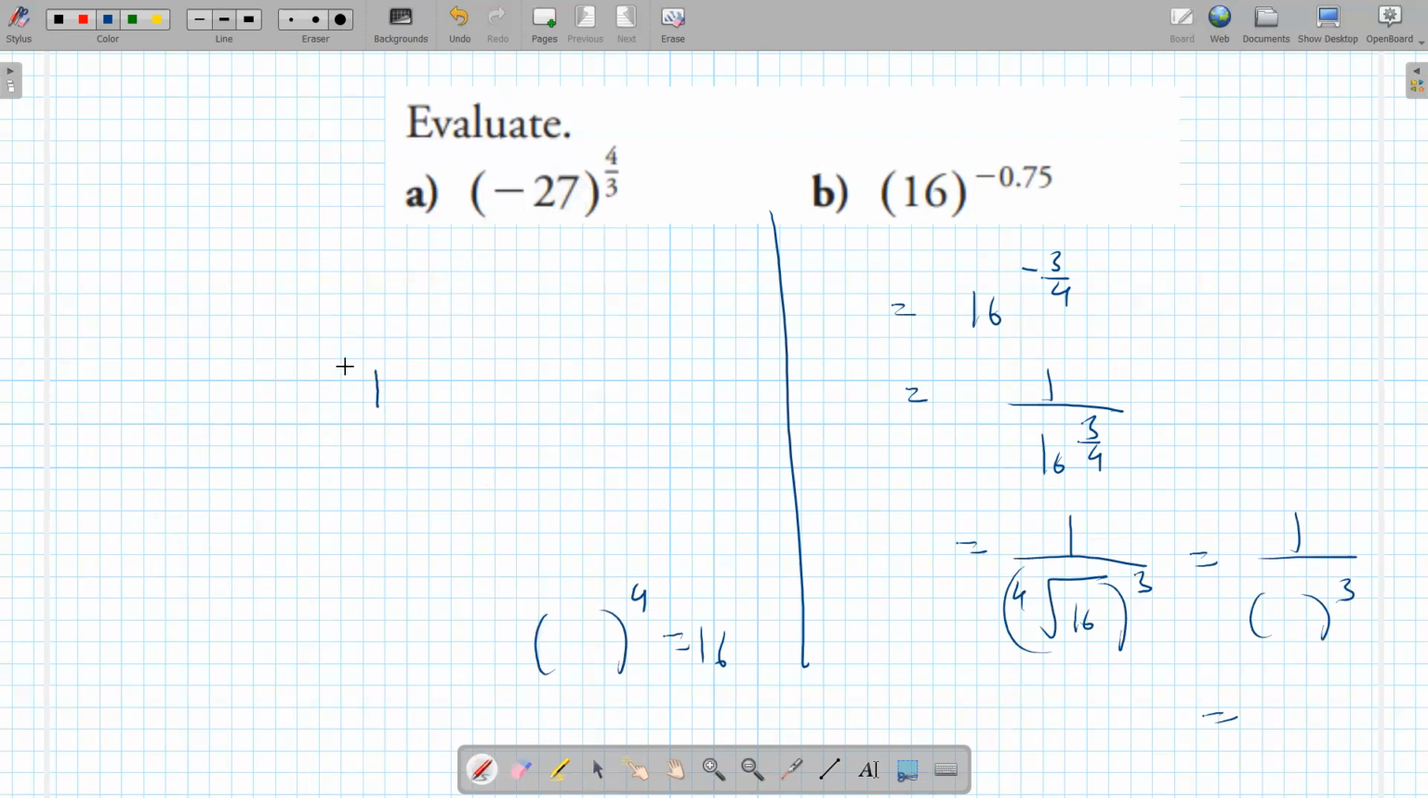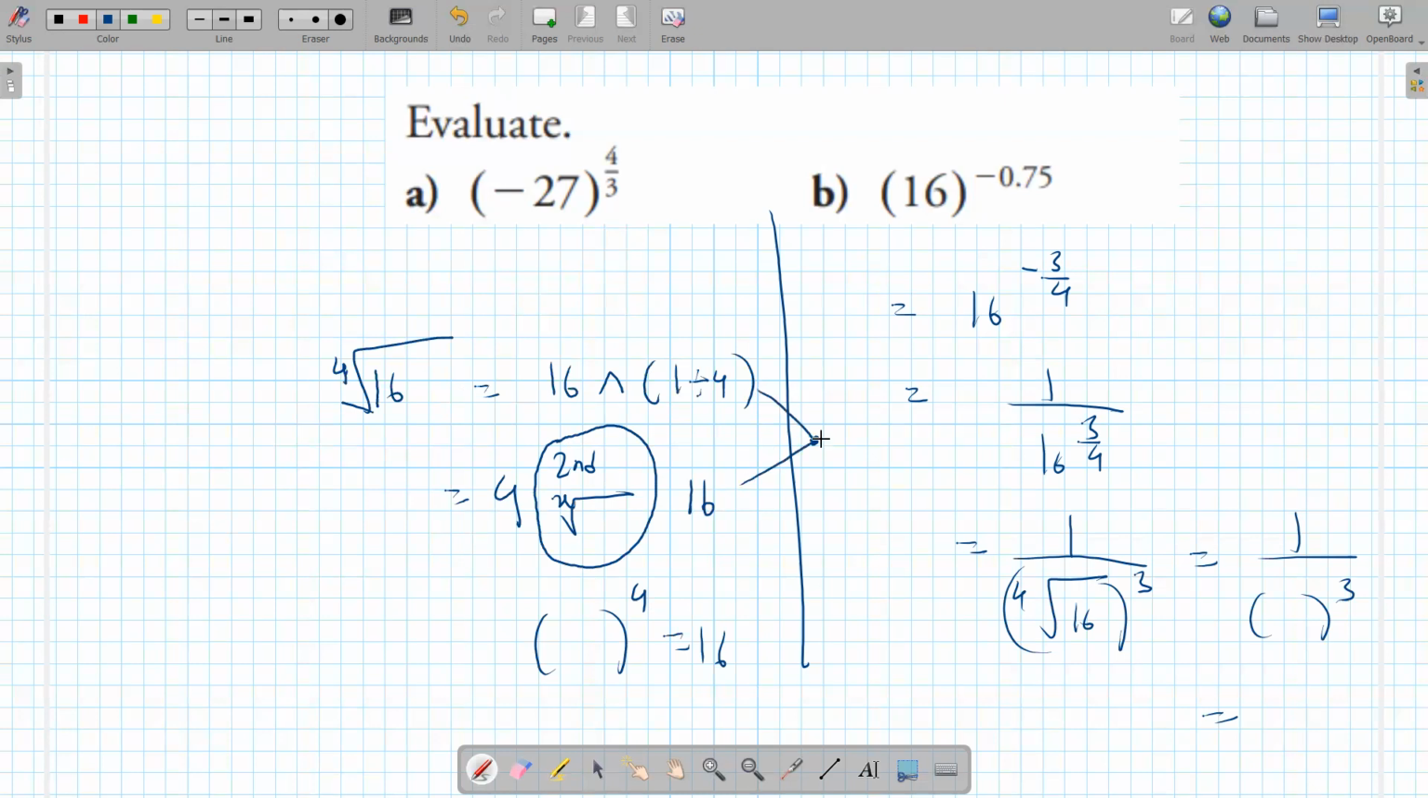We want to find what the fourth root of 16 is. There's two ways to do this. Either you do 16 to the power of 1 divided by 4. That's one way. Or you do 4, and then there's a button on the calculator called the x root, which comes after you press second and the square root function, and then you type 16. Both of them should give you 2.